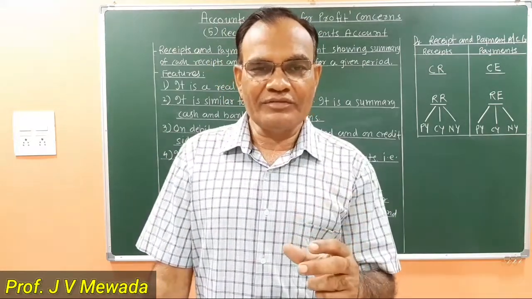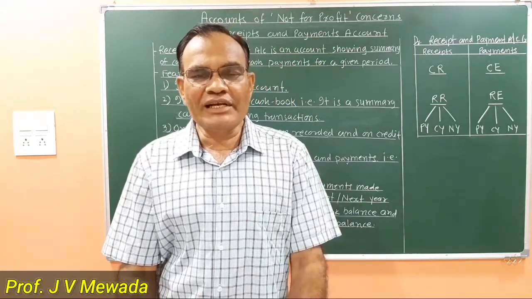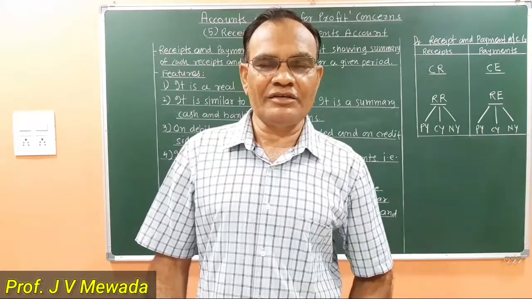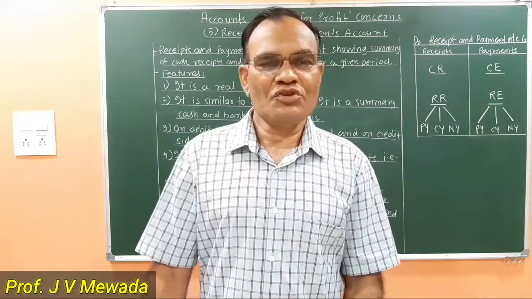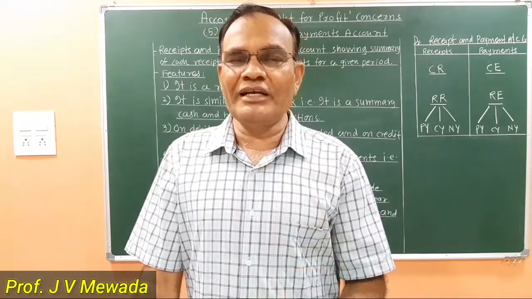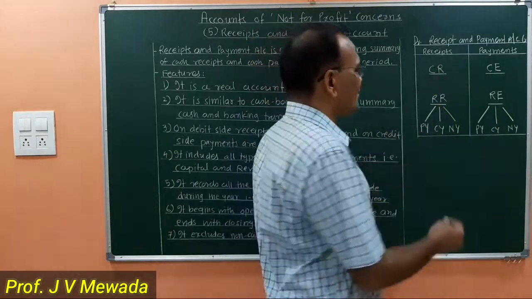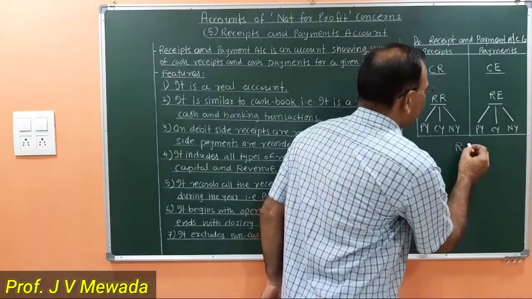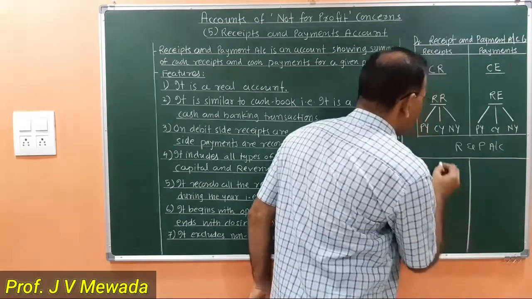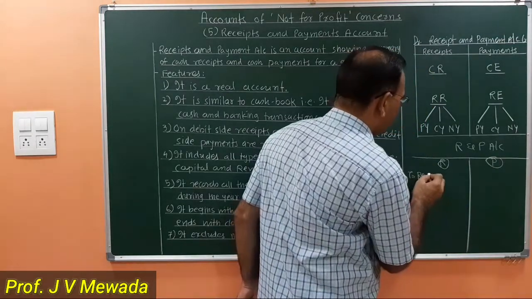At the end of the year, when the rent received account is closed, it will show the total rent received rupees 1,20,000. Suppose the rent for 1 month is 10,000. So for 12 months, the rent is 1,20,000. This particular entry, 1,20,000, is shown here on the receipt side of receipt and payment account. Receipt and payment account on debit side, this is the receipt side and this is the payment side. So on the receipt side, to rent received.